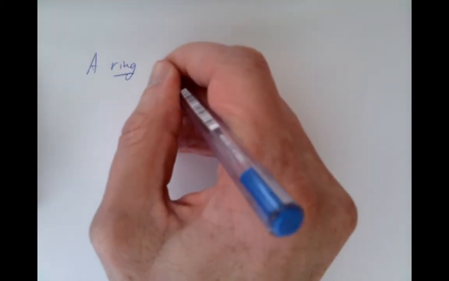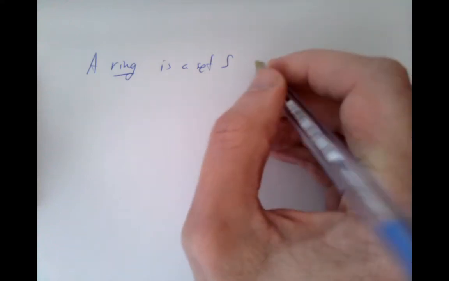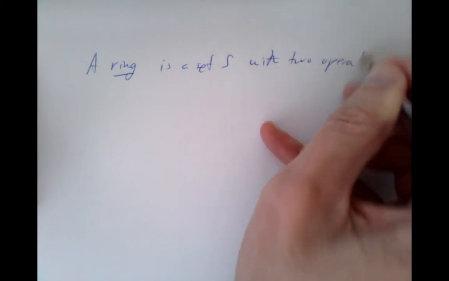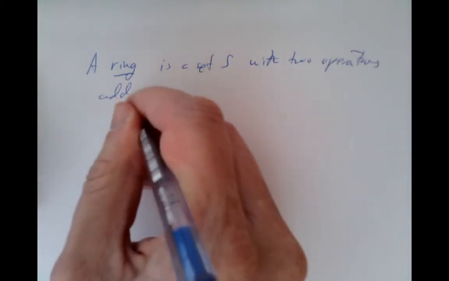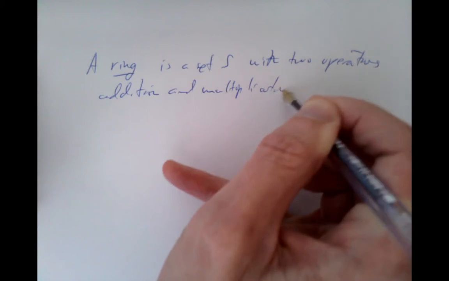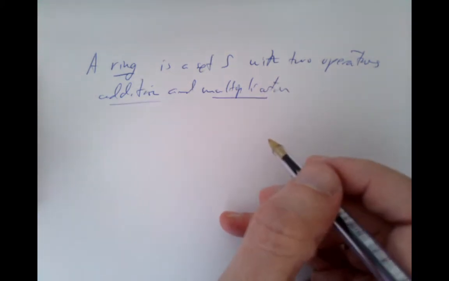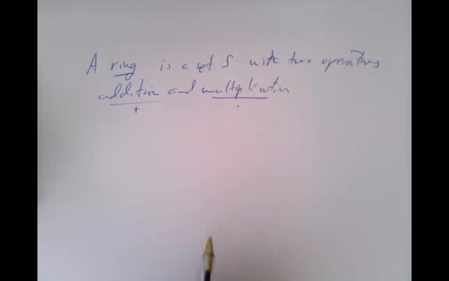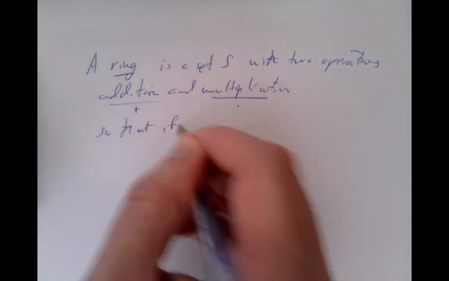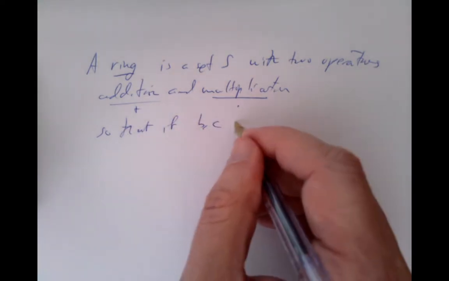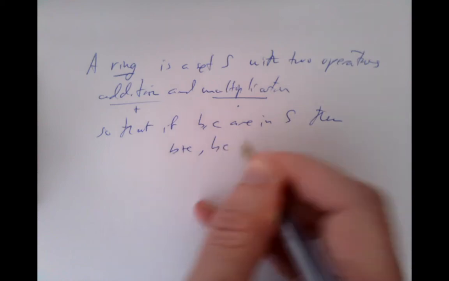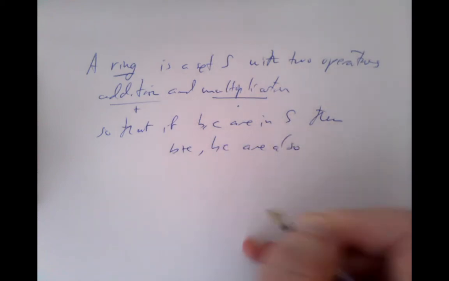A ring is a set S, which is equipped with two operations, which we'll call addition and multiplication. They could really be just any old operations at all, but we'll always refer to them as addition and multiplication. And we'll, of course, denote them with a plus sign and with a times sign, or just by writing things next to each other, as we've been doing, so that if B and C are in the ring S, then B plus C and B times C are also in that ring S.